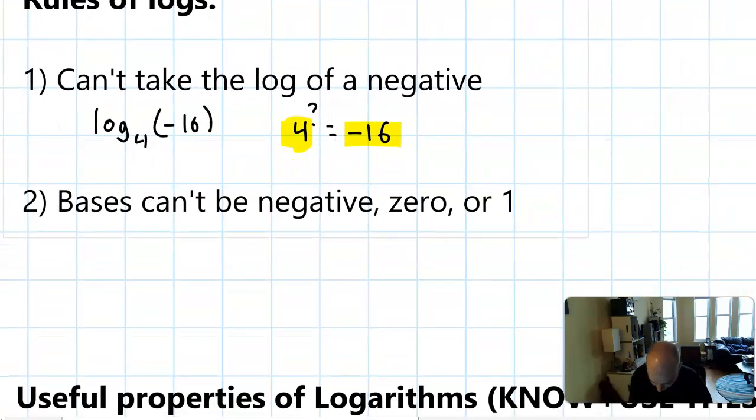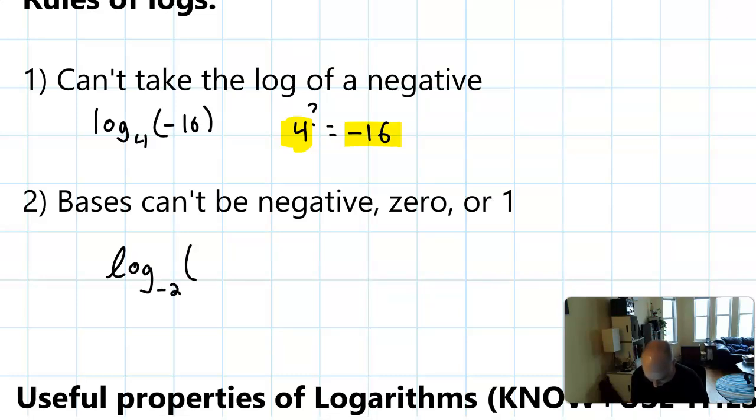The other thing we can't do is have a base that's negative, 0, or 1. So for example, we couldn't have log base -2 of anything, log base -2 of 8, because as we're saying -2 to the what equals 8. Well, you might be able to do this, you might not be able to do this, but just as a general rule, we're going to say bases can't be negative. And similarly, they don't want to be 0, and they don't want to be 1. I'll leave those up to you to figure out why those don't make sense, but just turn them into exponential form, and it doesn't work.